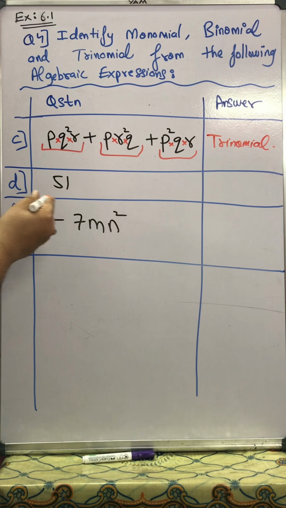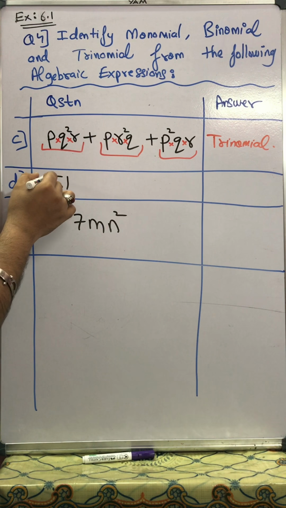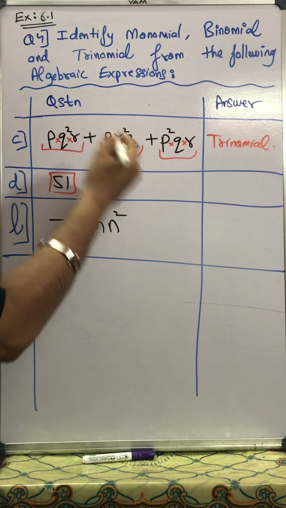Now how many terms do we have here? We have only one term. Yes. It's a number, a pure number. We have only one term. So one term means monomial.